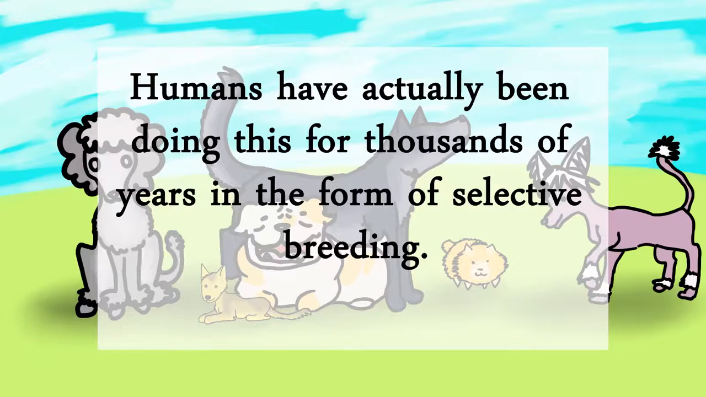Starting with the fertilized egg of an animal that already exists, say a lizard, I might be able to change the DNA to get my desired traits. Humans have actually been doing this for thousands of years in the form of selective breeding, which we can see in the great diversity of dog breeds we have today.